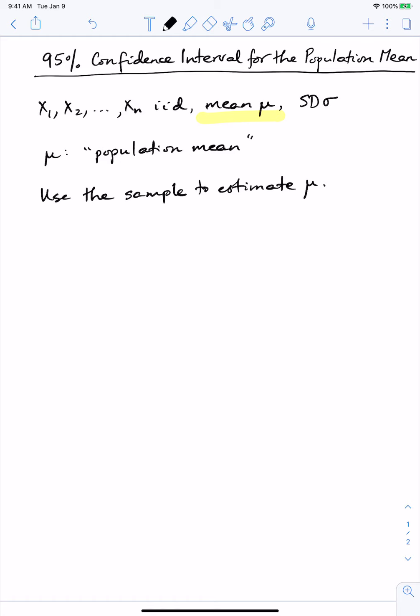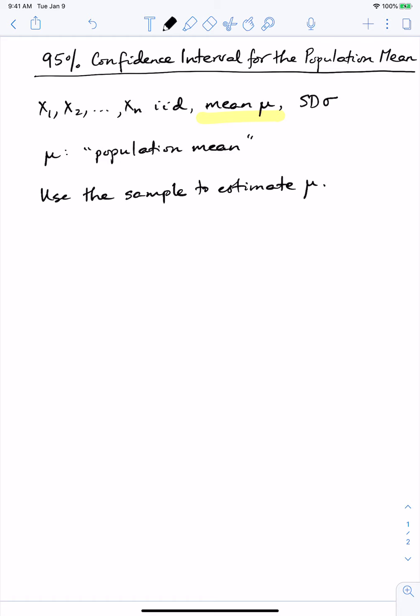We can now establish some theory of inference. We have an IID sample, and the underlying mean is mu and the SD is sigma. And now imagine that parameter mu to be unknown, and it's something we have to estimate from our sample. We're going to call it the population mean to distinguish it from the mean of the sample that we see.